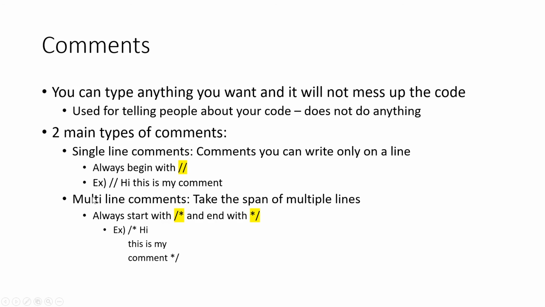And then another type of comment is a multi-line comment. It'll take the span of multiple lines. This is more complex than a single line comment. You must always start with a forward slash and then this character, and it'll end with that character and a forward slash. It'll always begin with this and end with that. So an example of this will be, hi, this is my comment. It spans multiple lines and it's valid. You're telling the people who see your code this over multiple lines.